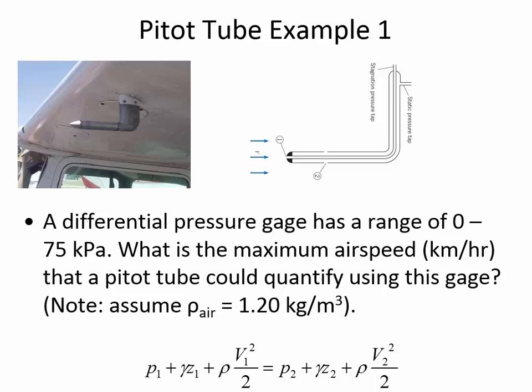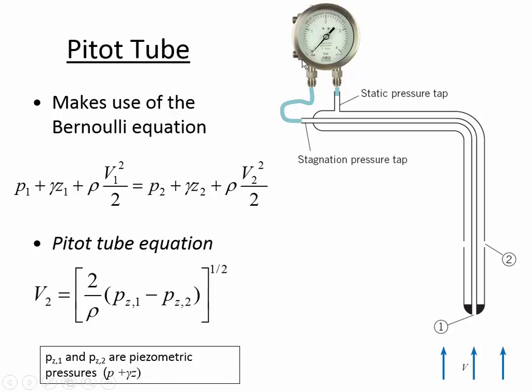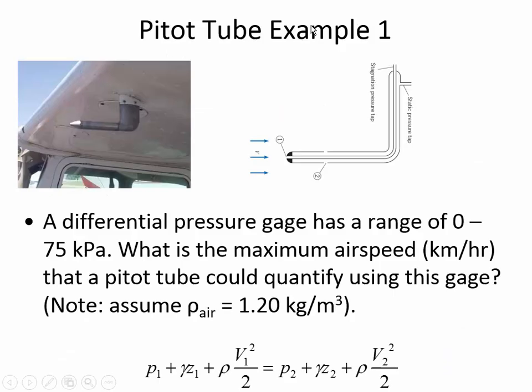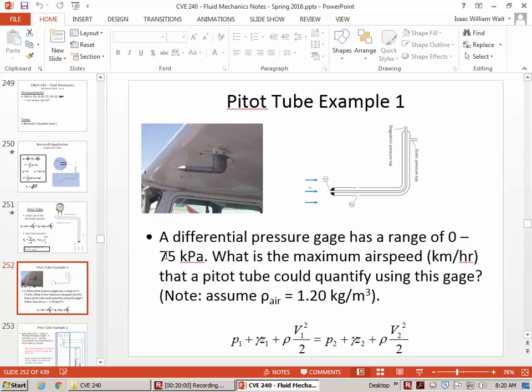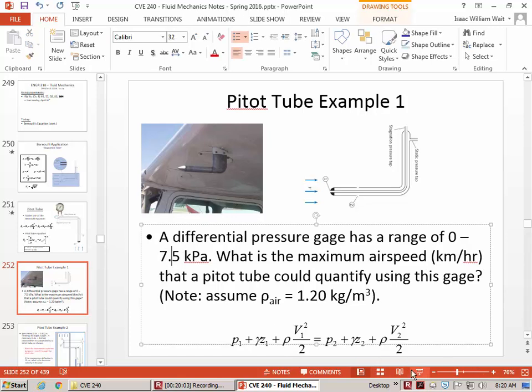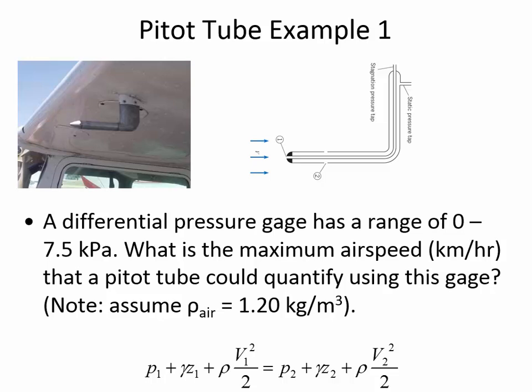All right, so in this example, we have a certain gauge. Let's say we have a gauge and it can only measure pressure differences from 0 to 75 kPa. Now hold on, no, that's a mistake. It should be 7.5 kPa. I've just recently changed this example, so that would have been kind of a strange answer in the end. All right, so it measures from 0 to 7.5 kPa. And so what we're interested in is if our pressure gauge can measure over that range, then what's the maximum airspeed in terms of kilometers per hour that this pitot tube is going to be able to measure?